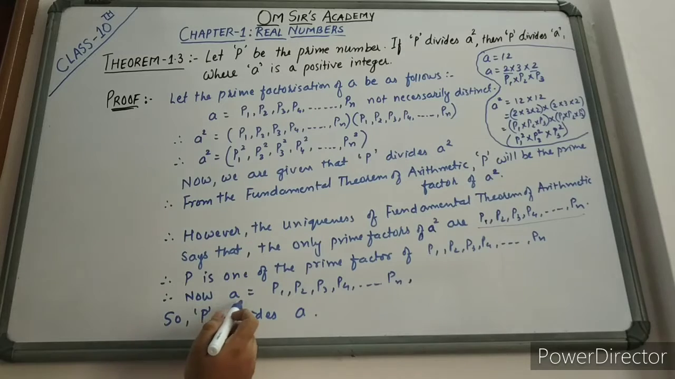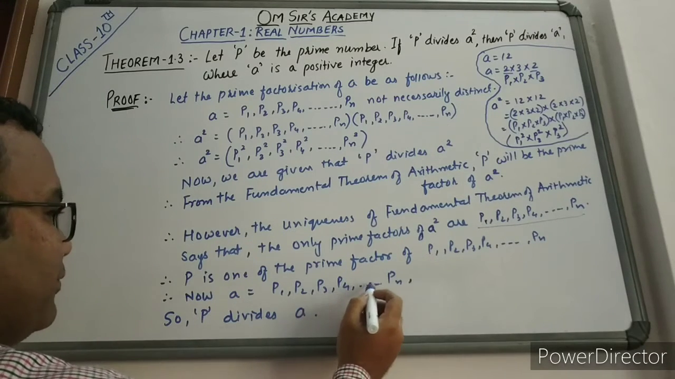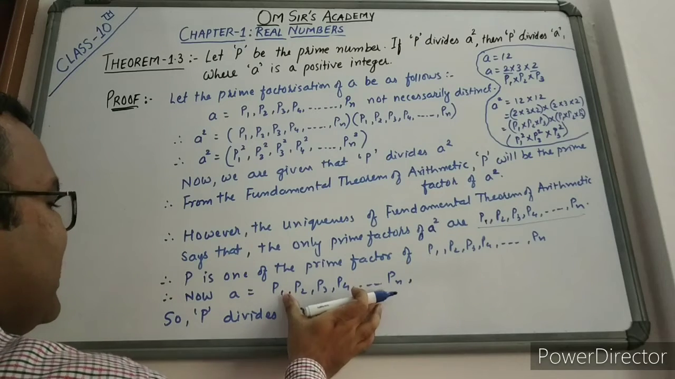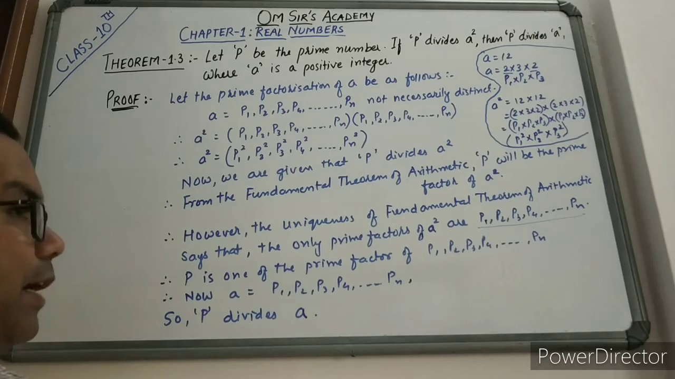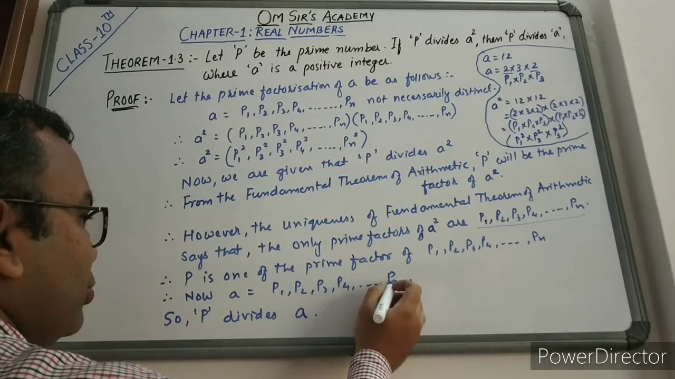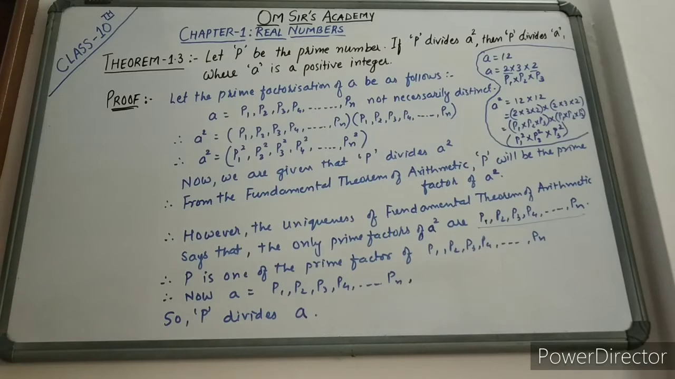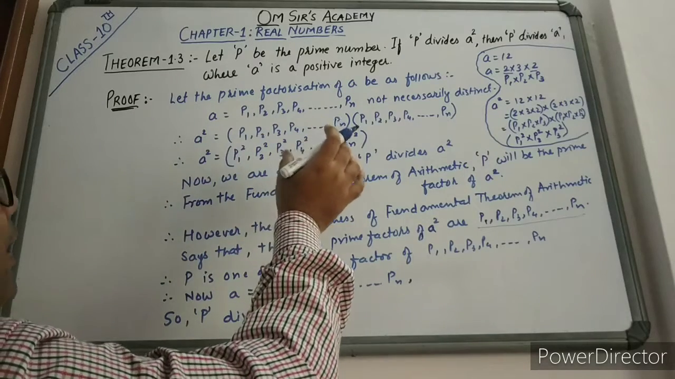So now A will be what? A will be this whole, that is P1, P2, P3, P4 till Pn. One of them will be P, so we can say that P divides A. Is it clear? Any one term among these will be P, so we can say that P also divides A. Is it clear, friends?